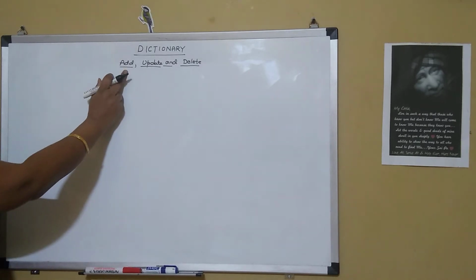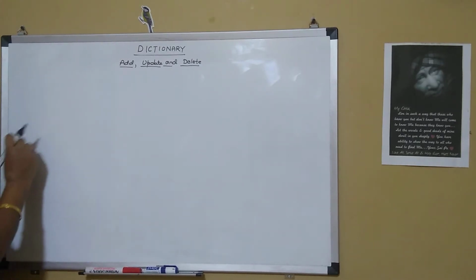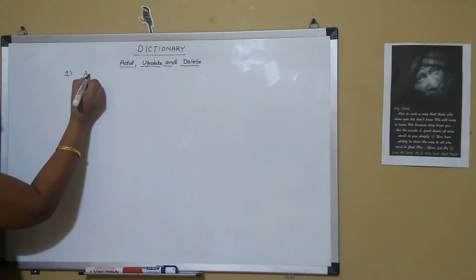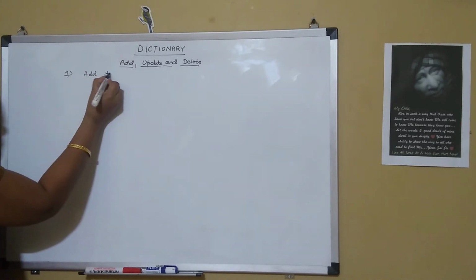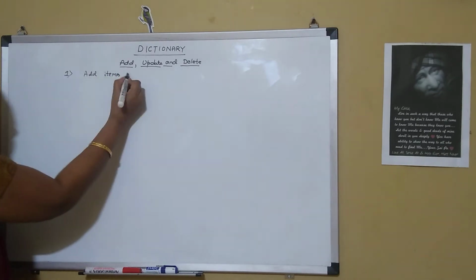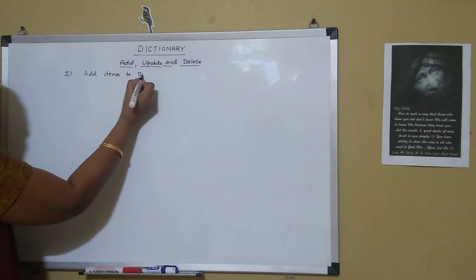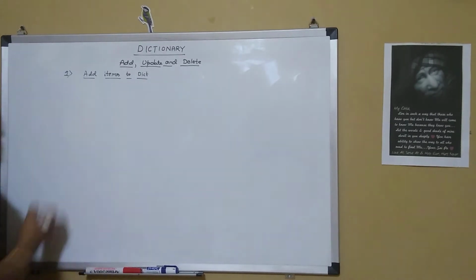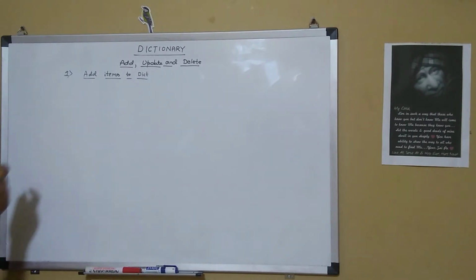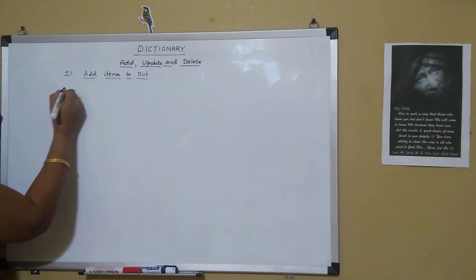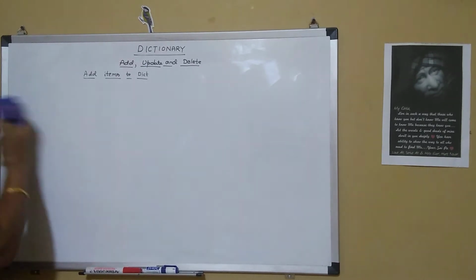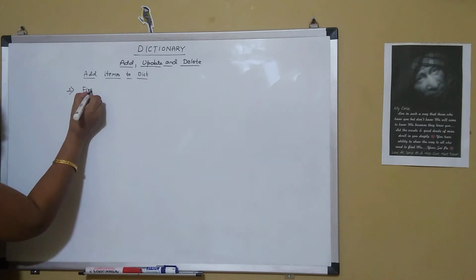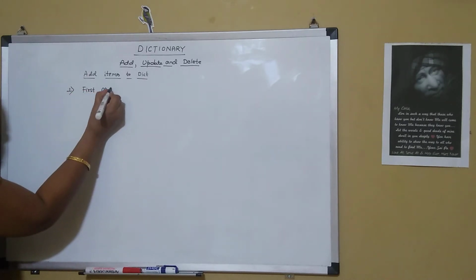So now let's see how we can add items into the dictionary. So firstly, let's see how to add items to dictionary. So the first method is a simple method. So let's go into the first method.